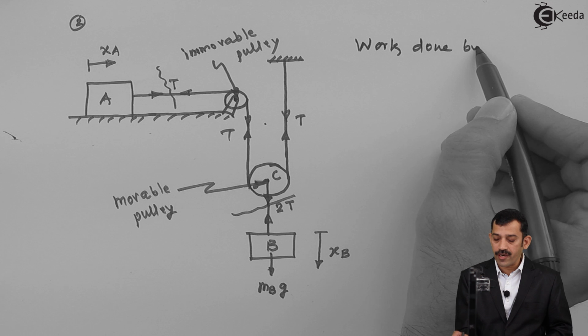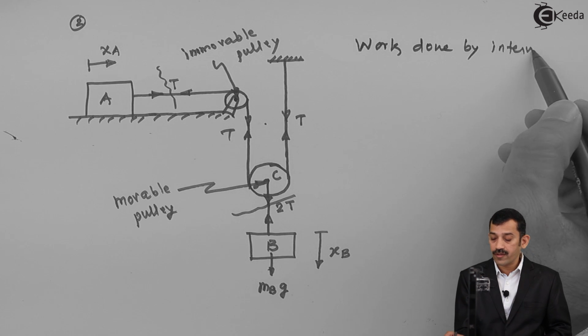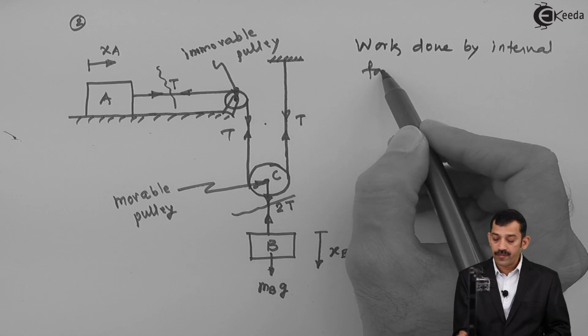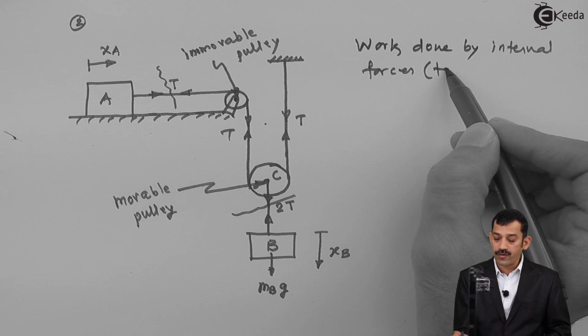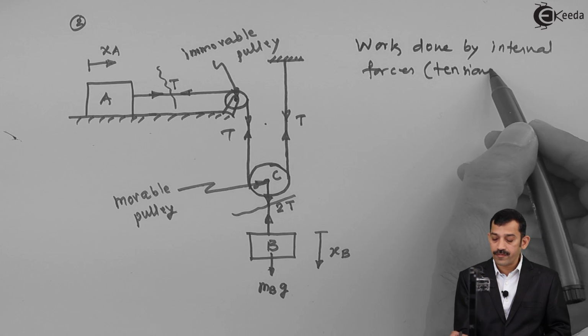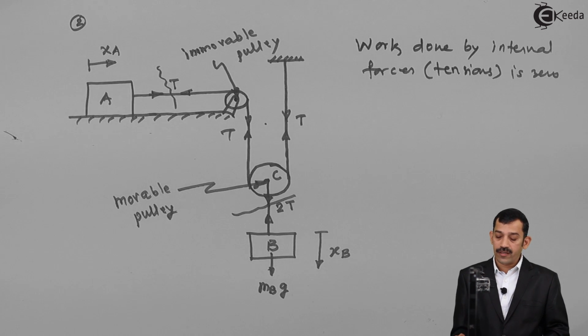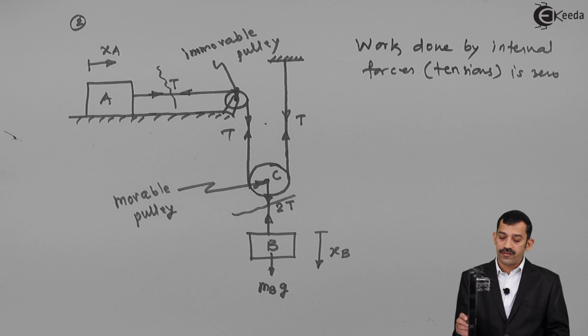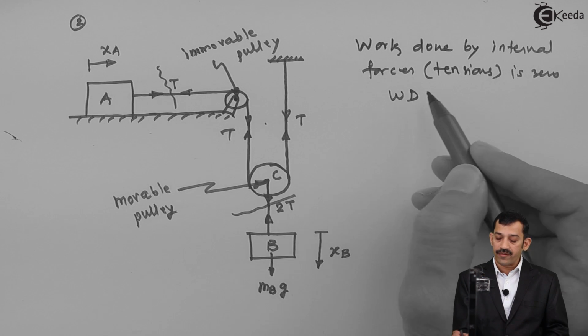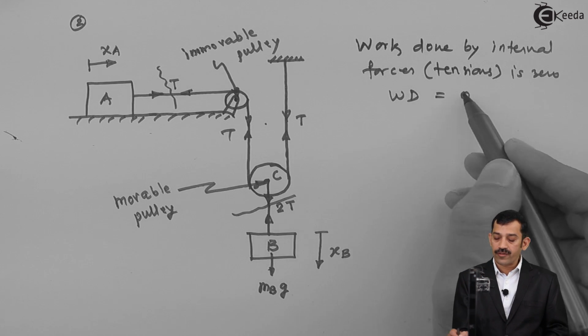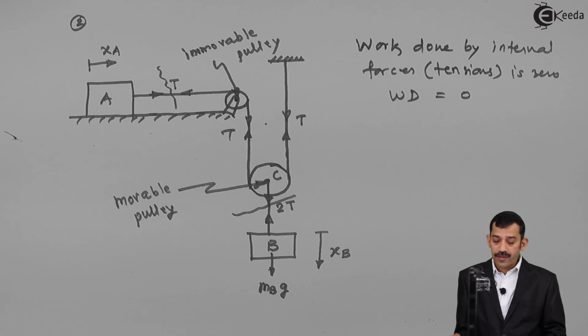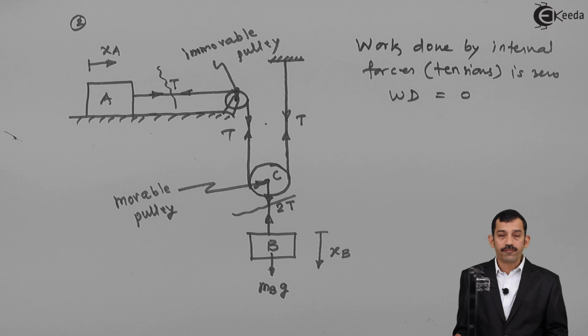Work done by internal forces, that means here tensions, is zero. As you know, work done by internal forces is zero, that means here work done by these internal forces is zero. Now identify where internal forces are acting, what the displacements are, and from that we will try to find out work done, and then we will equate that work done to zero.